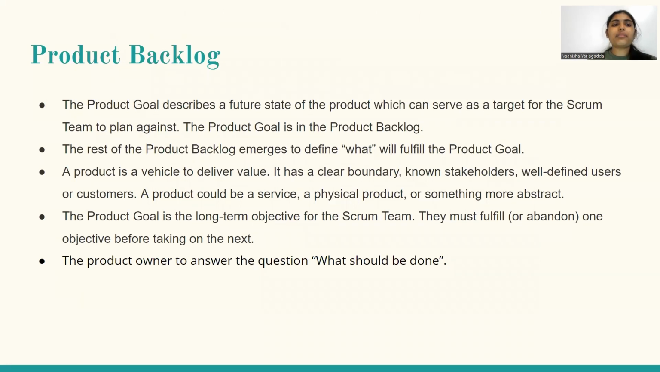So basically, the product backlog is what we fulfill to get the product goal. A product is a vehicle to deliver value. It has a clear boundary, and the stakeholders, users or customers, and the product owner should be answerable for what should be done and how we need to deliver the product to the customer.